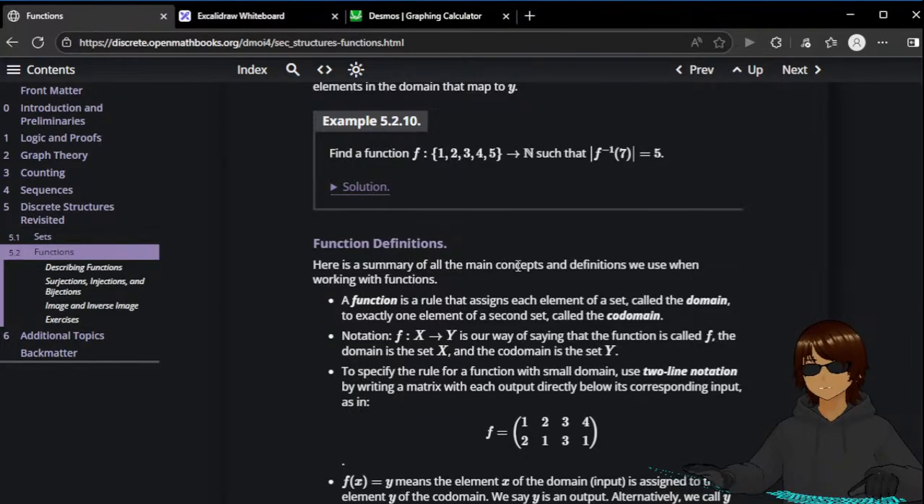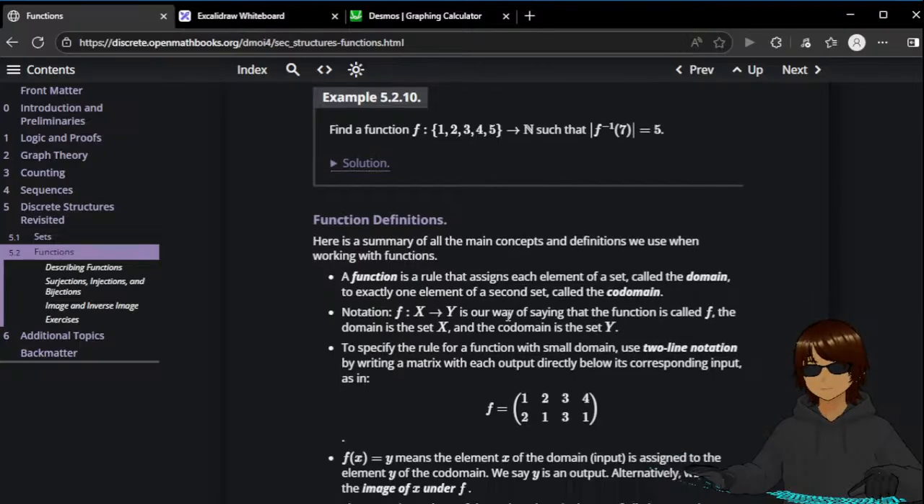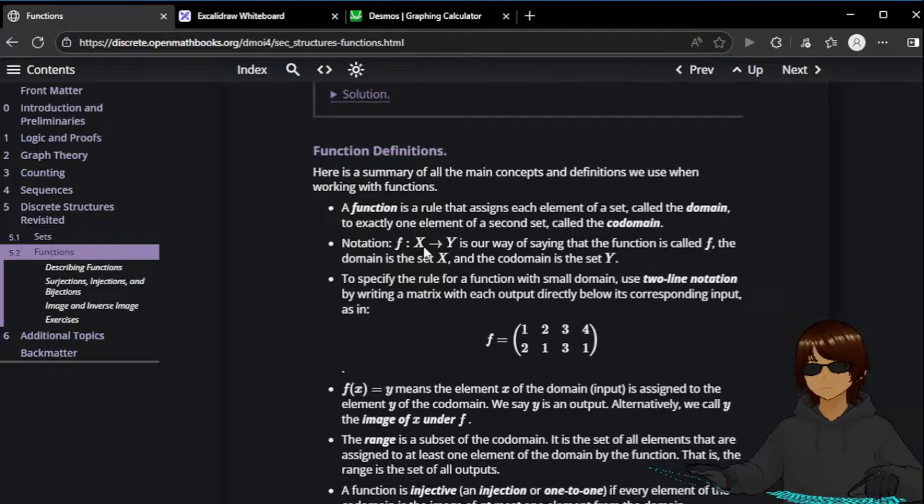Here is a summary of all the main concepts or definitions we use when working with functions. A function is a rule that assigns each element of a set, called the domain, to exactly one element of a second set, called the codomain. The notation f: X to Y is our way of saying that the function is called f. To specify the rule for a function with a small domain, use two-line notation.